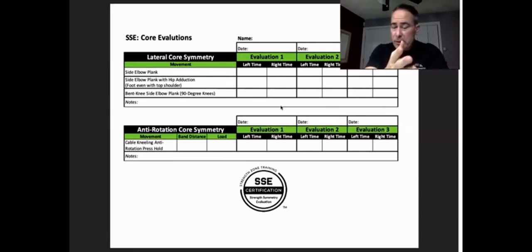And then the notes section, as you can see on all of these, if there's anything else that you need to record that's relevant, you just write it in the notes section. And if there's anything else that you need to write for yourself and you don't have room on any of these charts, just flip the paper over and write all the notes on the back. Pretty simple stuff.